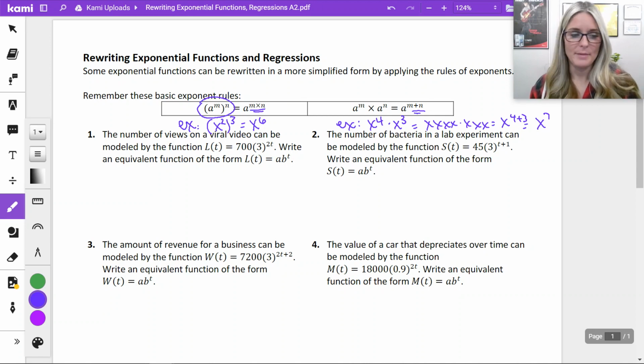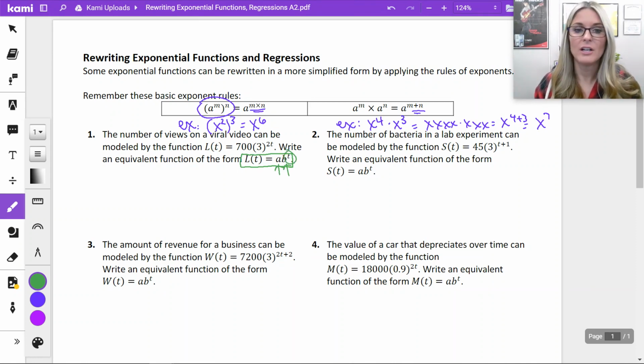So let's look at number 1. The number of views of a viral video can be modeled by the function L of t equals 700 times 3 raised to the 2t. Write an equivalent function in the form of L of t equals a times b raised to the t. So we just want an a, we just want a b, and only raised to t here. So what's the difference? Well, right now we have 2t. We want to get rid of that 2 that's up there in our exponent, okay?